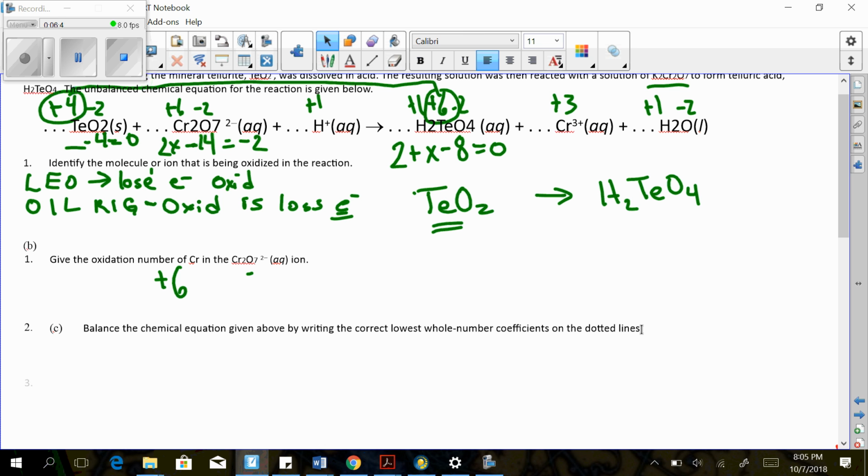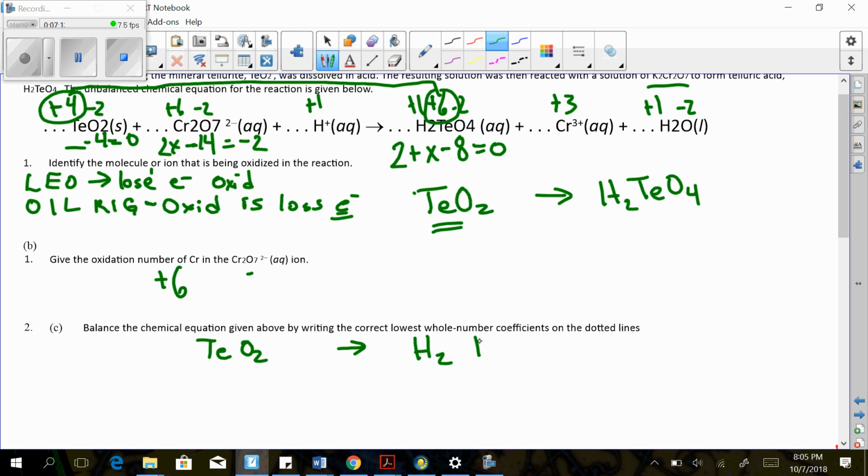Okay, kind of changed the numbering there, but that's okay. Okay, and so let's go ahead and start this one. Now to do this, we need to write the 2 half reactions. And we kind of started with the first one. We'll look at the oxidation half first. And so if we look at the oxidation half, we have the tellurite mineral, or the tellurium oxide, forming the telluric acid.